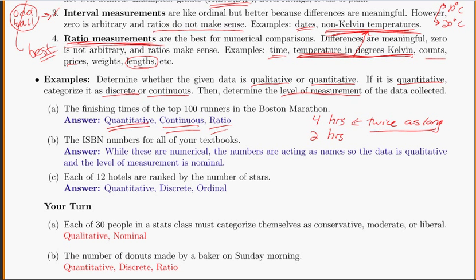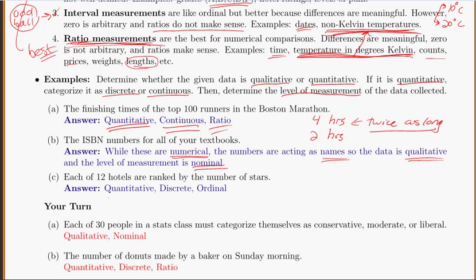The ISBN numbers for all of your textbooks, they look numerical, and they are, but they are just acting as names. So it's actually qualitative data. And when you're dealing with qualitative data, the level of measurement is by default nominal. It's just names.